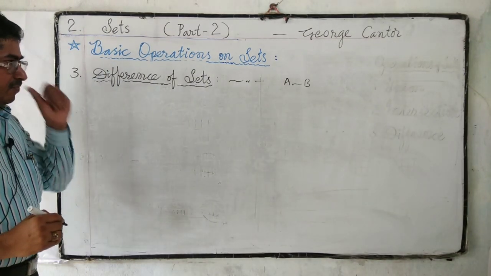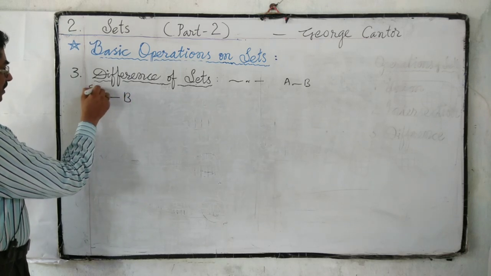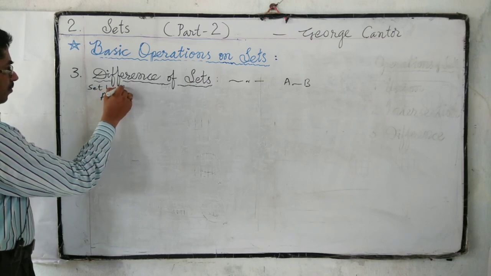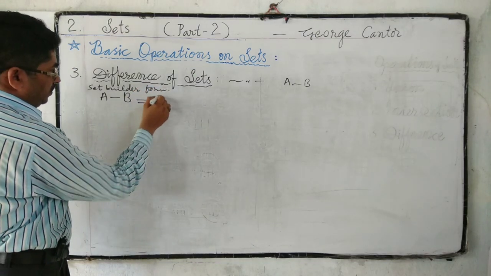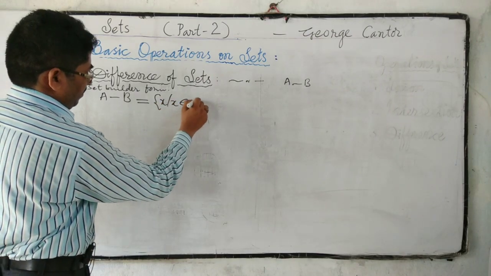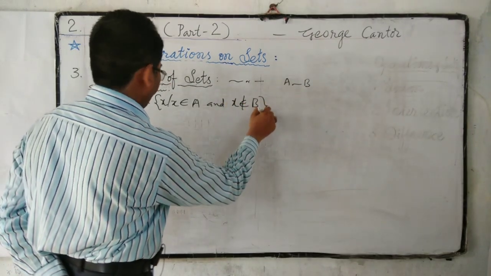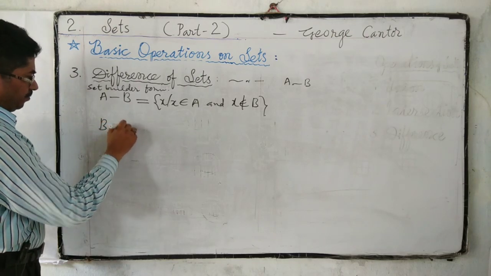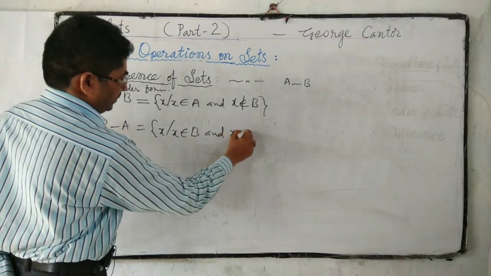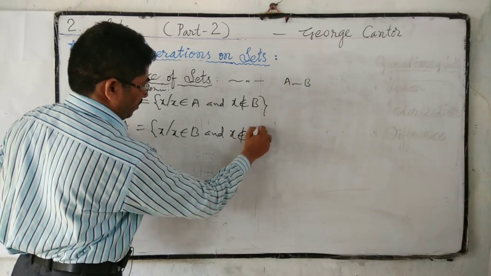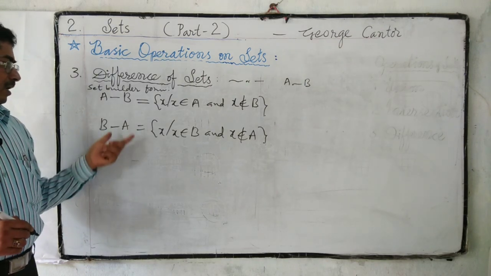We can see the set builder form for difference of sets. A minus B is equal to the set of X such that X belongs to A and X does not belong to B. B minus A is the set of X such that X belongs to B and X does not belong to A. This is the set builder form for A minus B and B minus A.